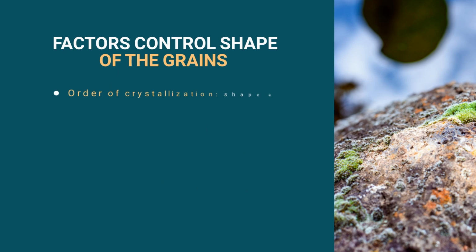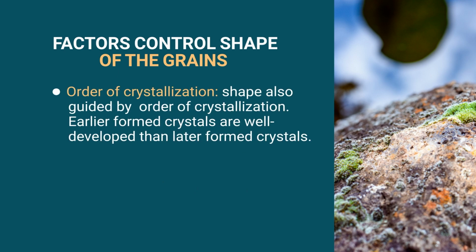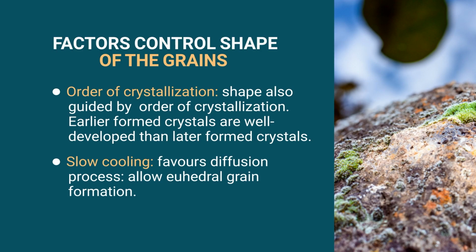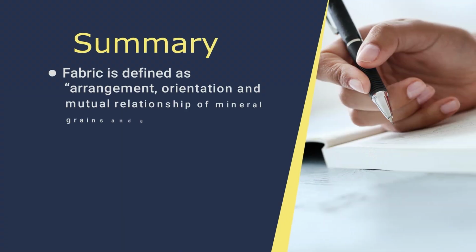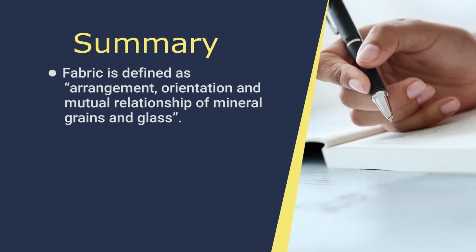The third important one is order of crystallization. Shape is also guided by order of crystallization. Earlier formed crystals are better developed than later formed crystals. And lastly, slow cooling favors the diffusion process, thus allowing euhedral grains to form. Now, we can summarize the entire discussion. Fabric: first I have defined the fabric. Fabric is defined as the arrangement, orientation and mutual relationship of mineral grains and glass.